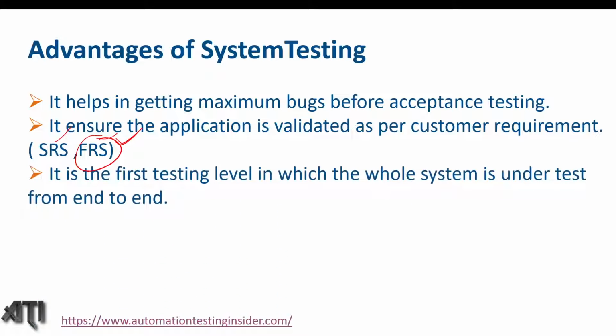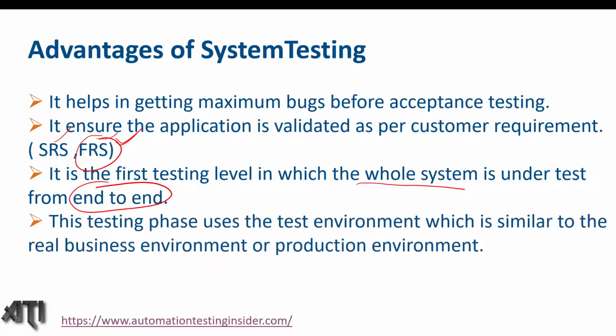So it is the first testing level in which the whole system is under test from end to end. We have already spoken about end-to-end testing as well. So this is the phase where the whole system is under test from end to end. This phase uses a test environment which is similar to the real business environment or production environment. So yeah, this is the same as the production environment, guys.